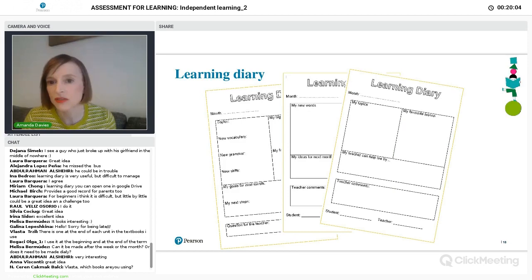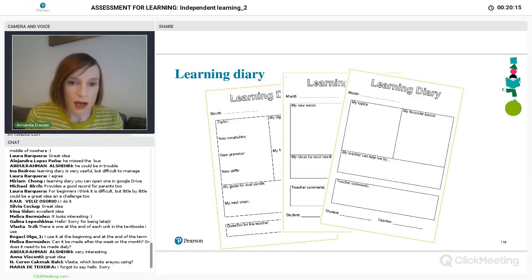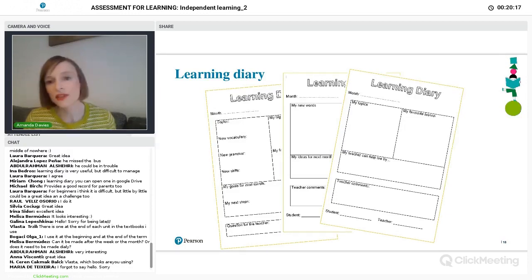And here's another one. This focuses on topics, my favourite lesson, and my teacher can help me by, they can say how the teacher can help them. So as I say, I elicit a lot of this information from the students and put it on the board, and then they can reflect and fill it in with the things that were new and interesting or challenging for them. There is a box for teacher comments.